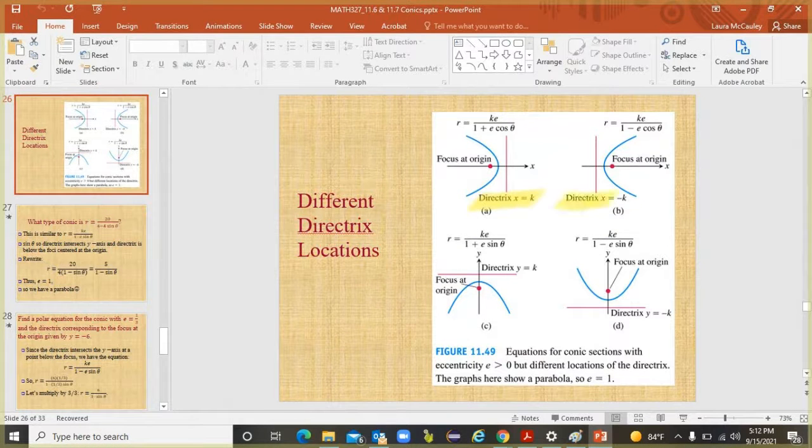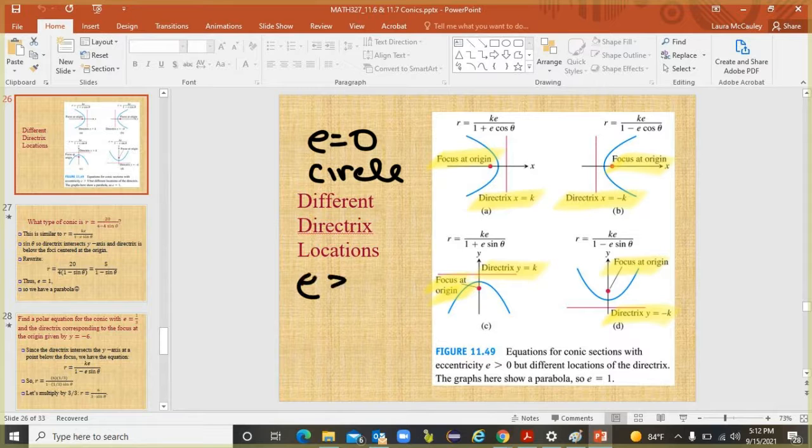Number one is that K is actually giving you the equation for the directrix. So if it's negative, then the directrix is going to be negative K, whatever that K is. And if it's a plus sign in the denominator, then it's going to be on the positive. Remember, cosines are going to be x-axis, and sines are going to be focused on the y-axis. Also, keep in mind that the focus is at the origin in all these equations, and that will help things out.